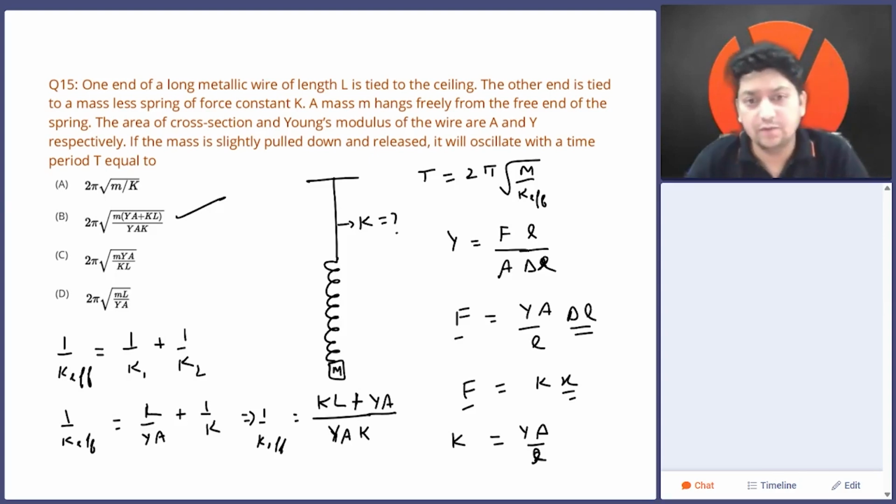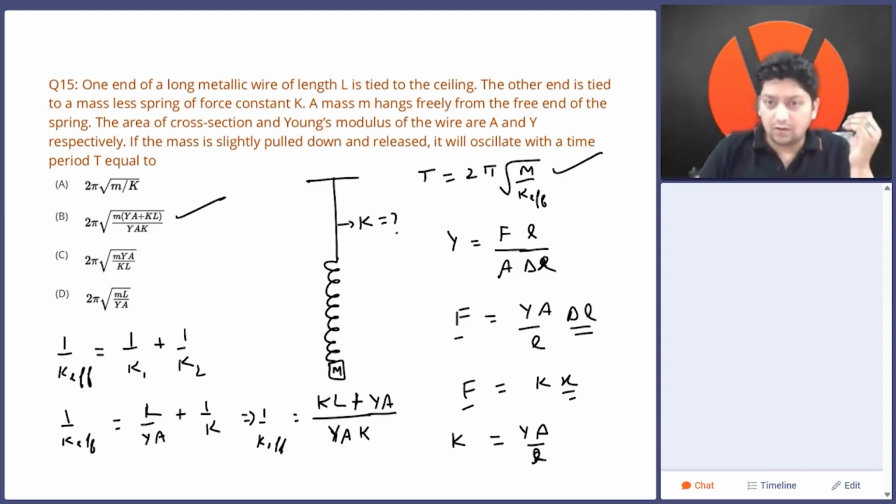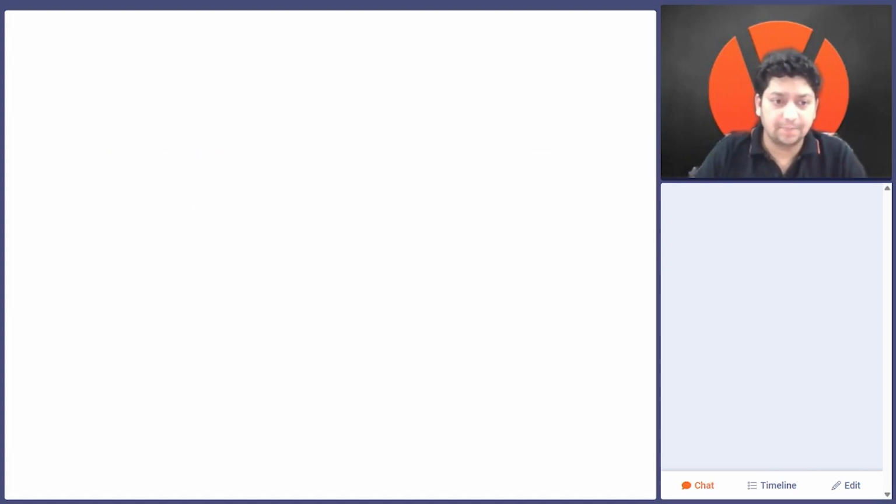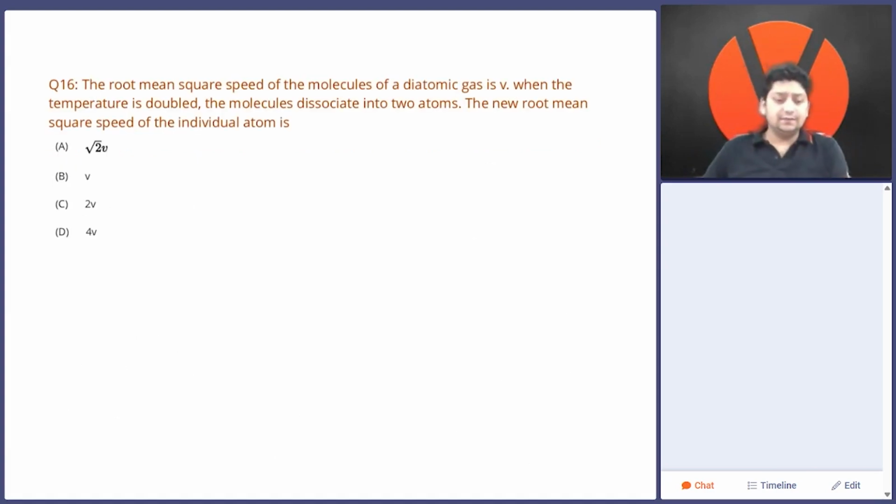So this is the way of solving this question. We got to know that time period is this. We need to figure out K effective, and this is a series combination. K effective can be found using this expression, but we must know the spring constant for the wire that we got using Young's modulus, and from there we put the values and got the correct answer, right? So this is the way of solving such type of questions. Let's move to the next question.